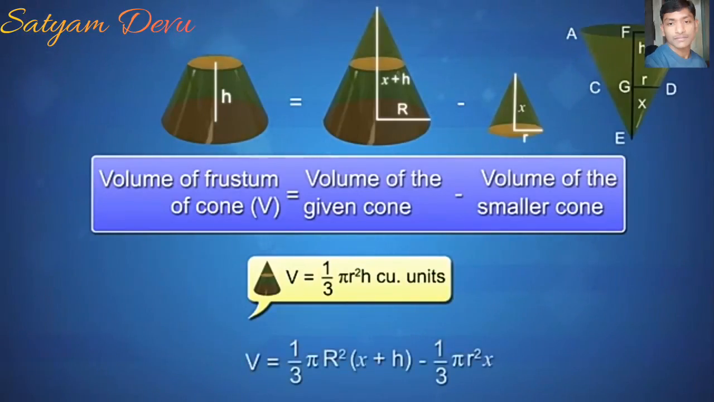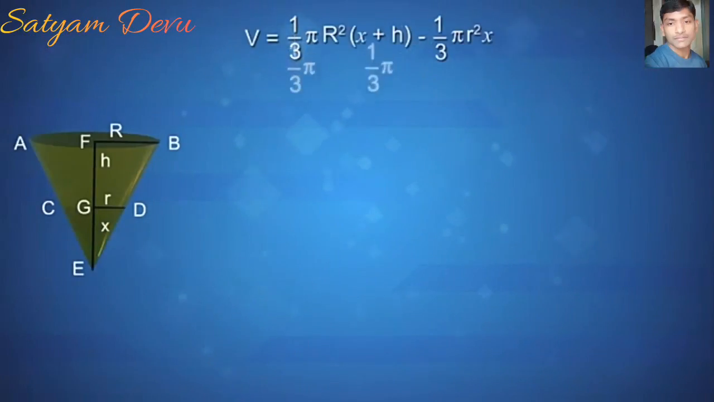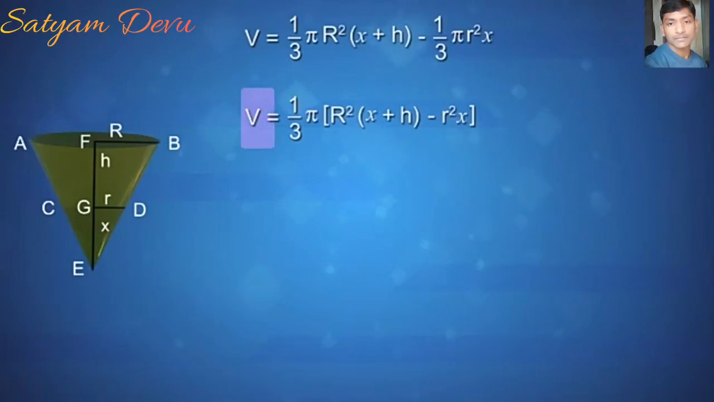That is, V is equal to 1 by 3 pi into capital R square into x plus h minus 1 by 3 pi into small r square into x. Here, 1 by 3 pi is common to both the terms. So the equation becomes V is equal to 1 by 3 pi into capital R square into x plus h minus small r square into x.